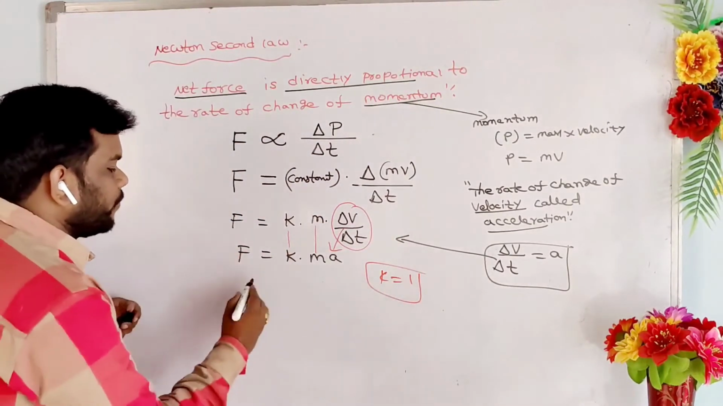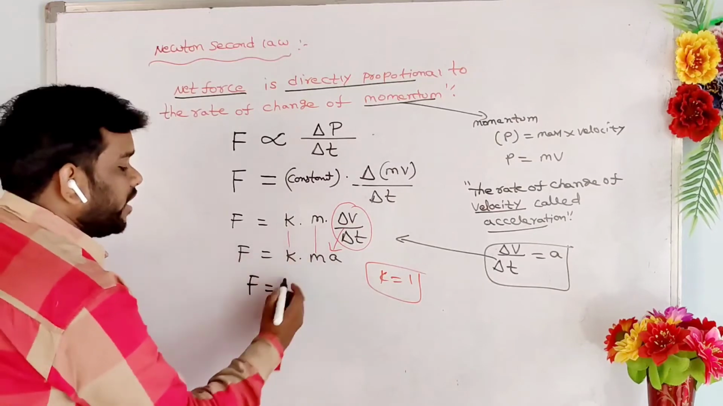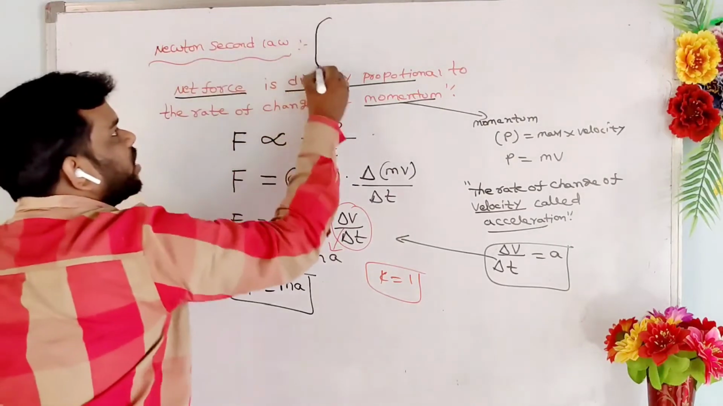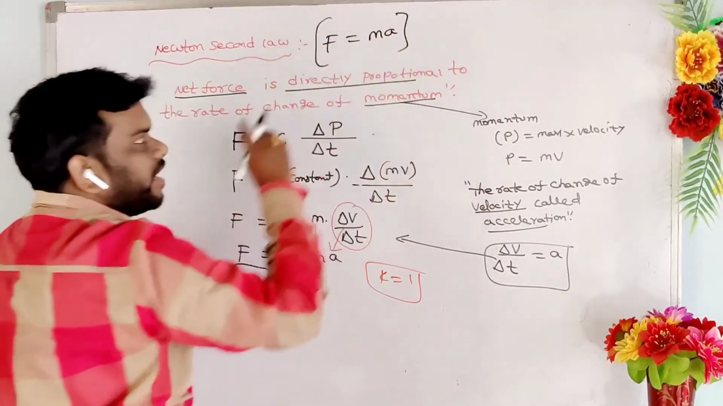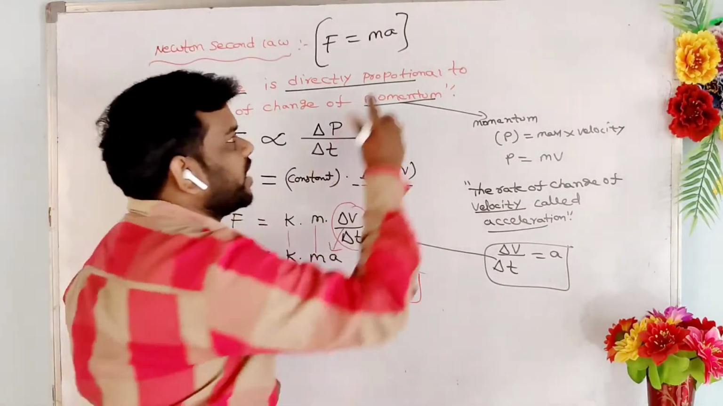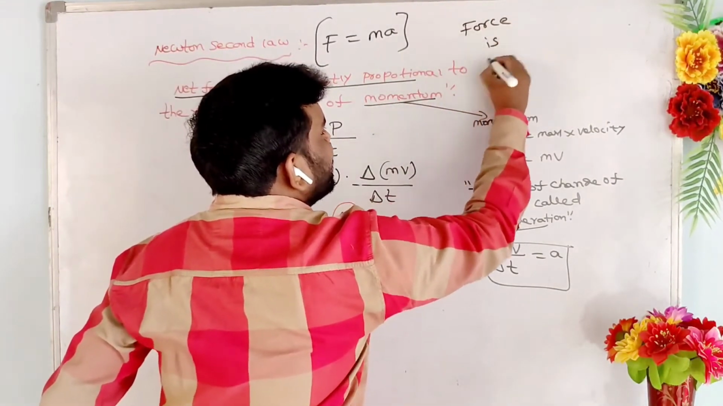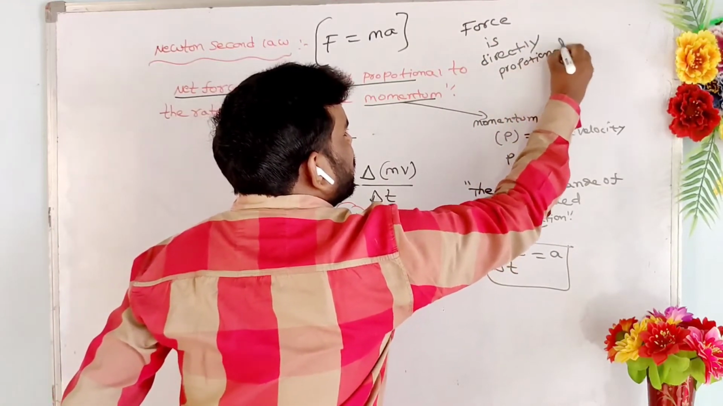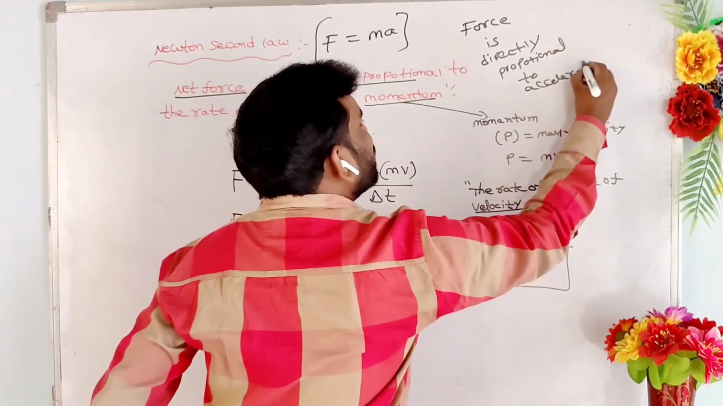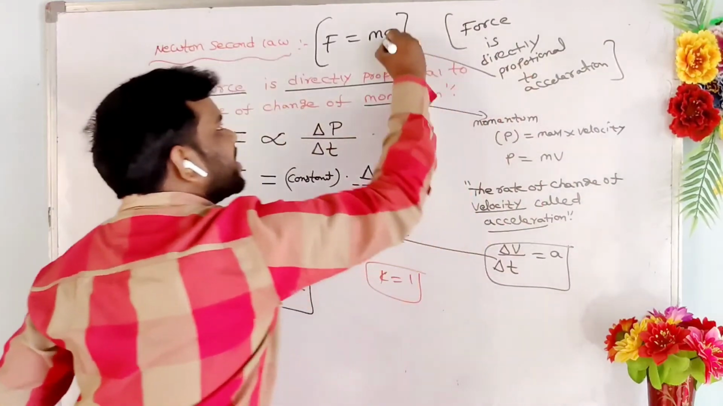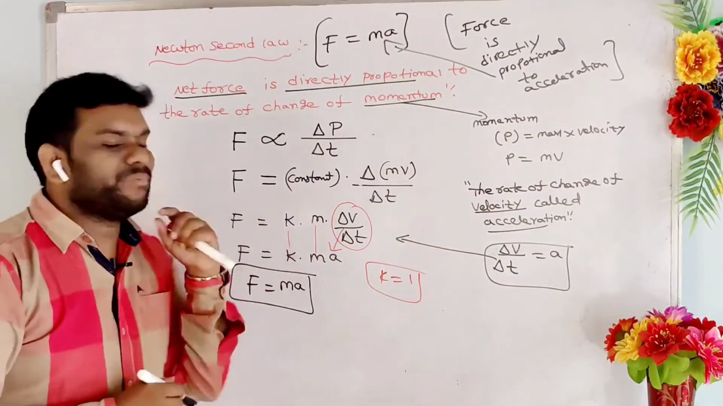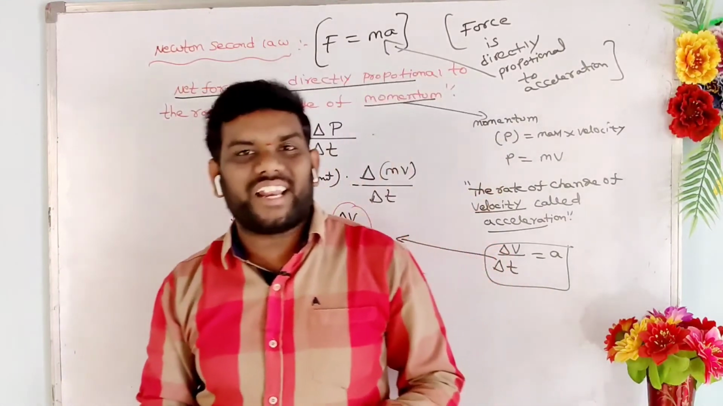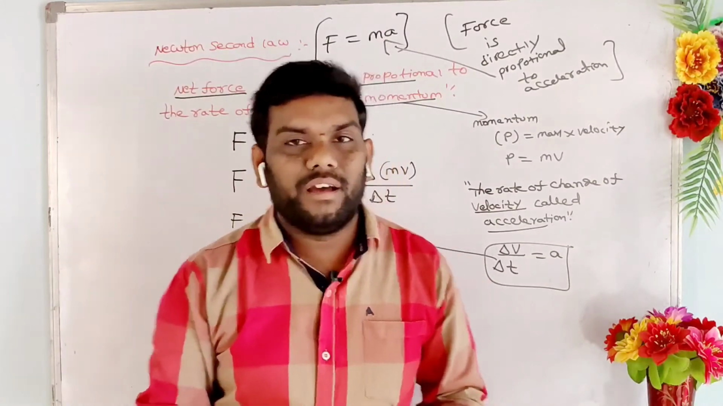Then finally F is equal to 1 into ma. So Newton's second law equation is F is equal to ma. What is F is equal to ma? It is nothing but force is directly proportional to acceleration. M means mass, its unit is kg. A means acceleration, its unit is meter per second square.